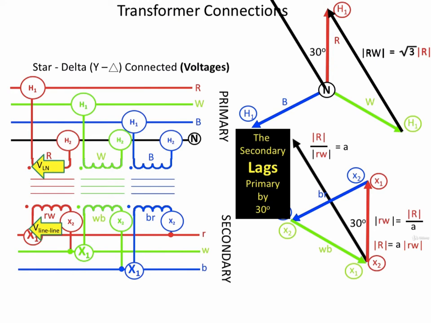We're talking about magnitudes here, of course. And it relates the primary and secondary phase-to-phase voltage magnitudes. Since we already know that the secondary lags the primary by 30 degrees, then we can calculate the primary and secondary phasor relationships for a Y to delta transformer.